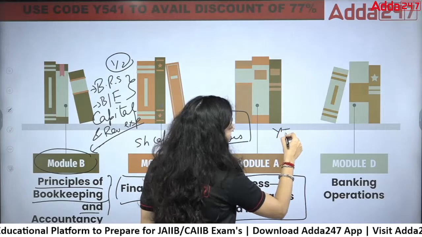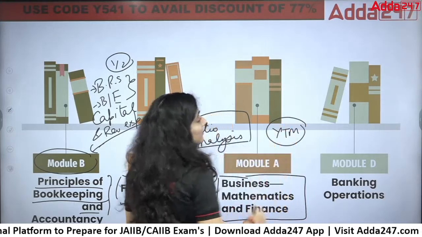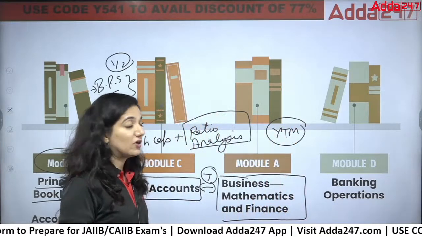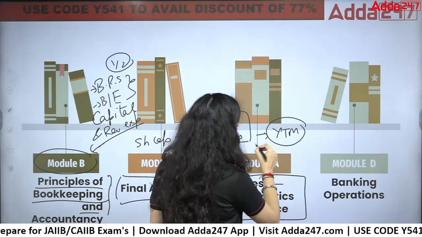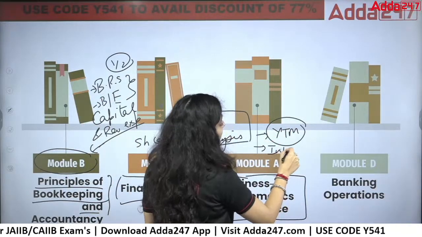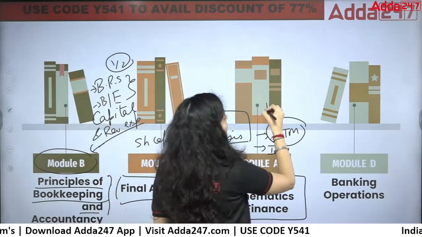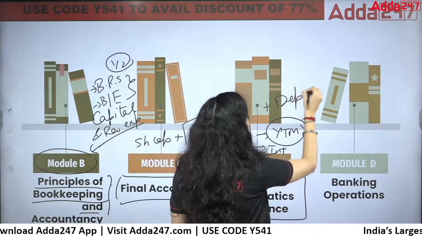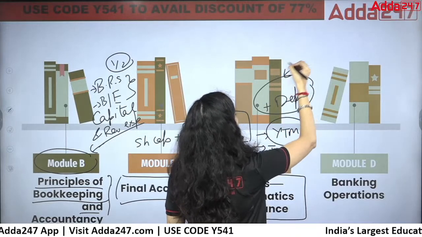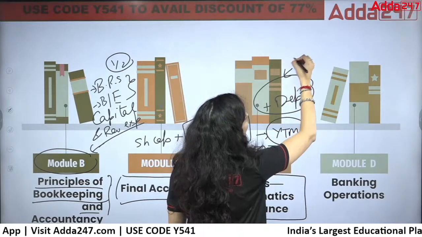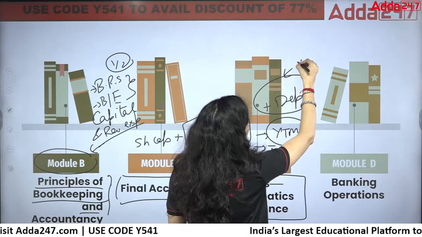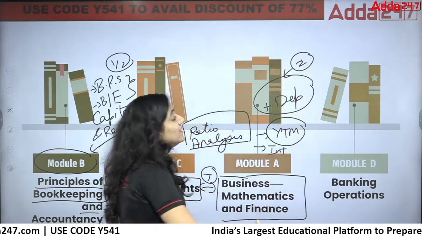We have YTM here, right? It is yield to maturity. We covered it in our classes in a very good way. Bond valuation is there. Then we have the area of interest and annuities, that is compound interest and simple interest is there. Then we have the area of depreciation. This is again a topic where you will find this particular topic in module A in such a way that this is 2 marker questions can also arise from the area of these areas.